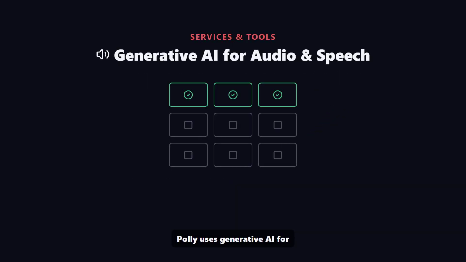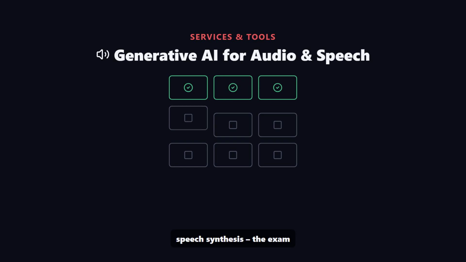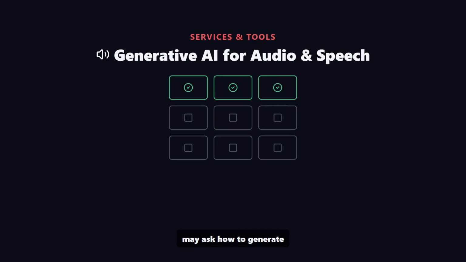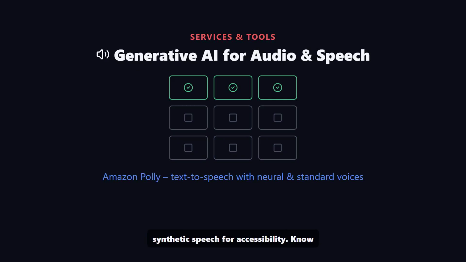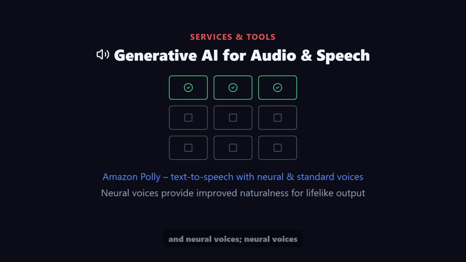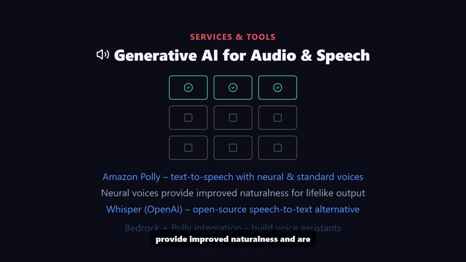Polly uses generative AI for speech synthesis. The exam may ask how to generate synthetic speech for accessibility. Know that Polly offers both standard and neural voices. Neural voices provide improved naturalness and are well-suited for applications requiring lifelike voice. You can call Polly directly from a Lambda function hooked up to Bedrock.